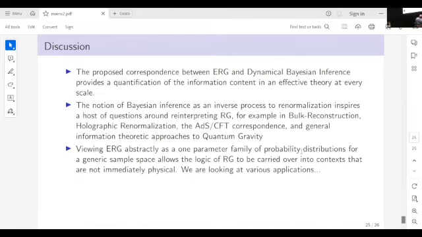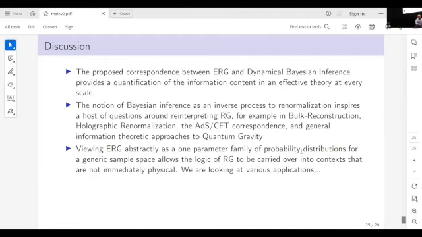So the proposed correspondence between ERG provides an interesting way to think of an information content in an effective theory. Bayes is a very interesting way of looking at RG, and then you can now start to go the other way, which is also very interesting. I mean, most of us here are interested in ML and AI and using physics for that. And that's what we've really discussed this afternoon.